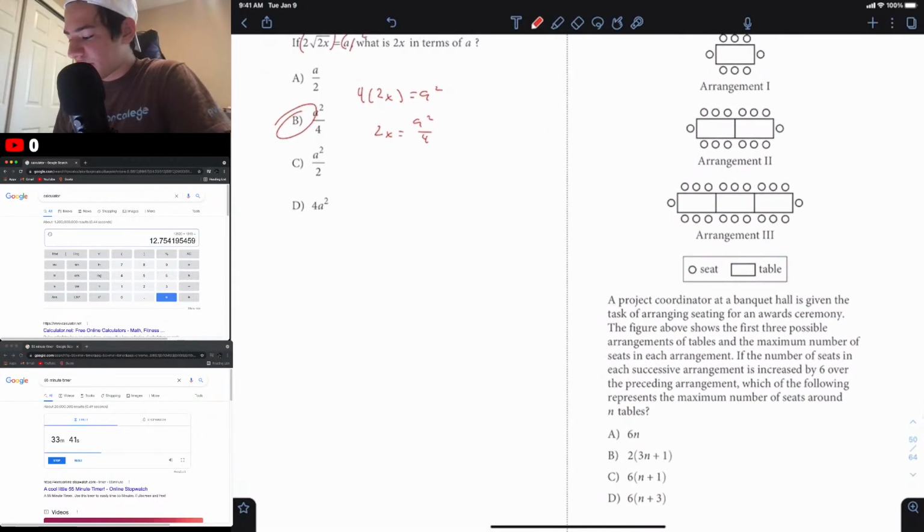A project coordinator at a banquet hall is given the task of arranging seating for an award ceremony. The figure above shows the first 3 possible arrangements of tables and the maximum number of seats in each arrangement. If the number of seats in each successive arrangement is increased by 6 over the preceding arrangement, which of the following represents the maximum number of seats around n tables?